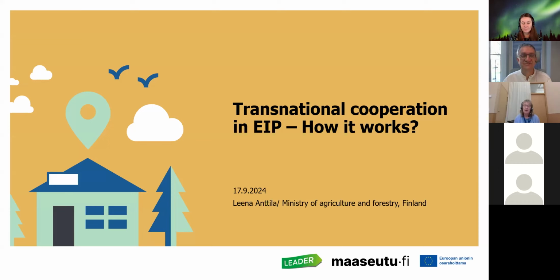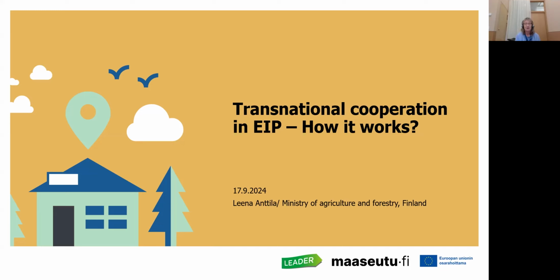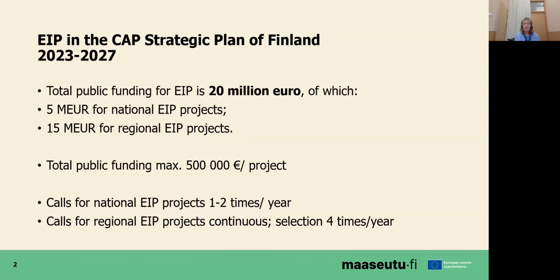For example, with EIP here. I'm planning to tell first shortly a bit about how the EIP is organized in Finland in the CAP strategic plan, and then what are the specific requirements for the transnational cooperation in the Finnish national legislation, and finally how to implement a transnational cooperation project in practice in EIP and also other transnational cooperation projects in Finland. We can also fund other transnational cooperation projects, not only EIP. So the next slide, please.